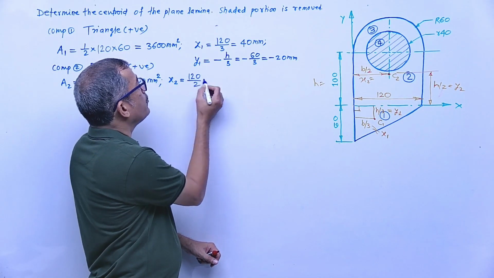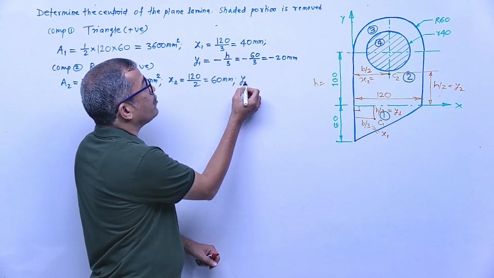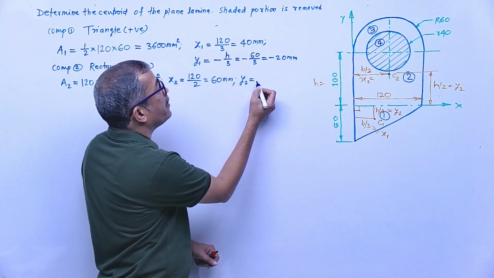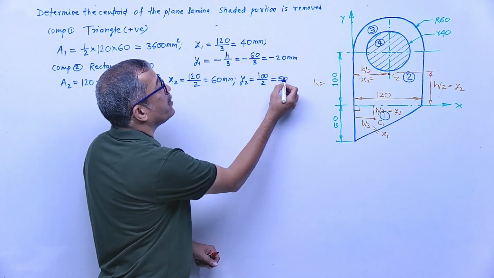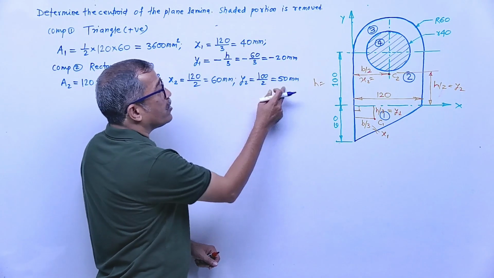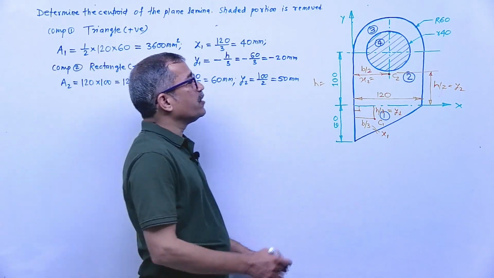120 by 2 means how much? 60 mm. And y2 is what? Height 100 by 2 means how much? 50 millimeter. Clear? Why are both positive? Because C2 is in the first quadrant.